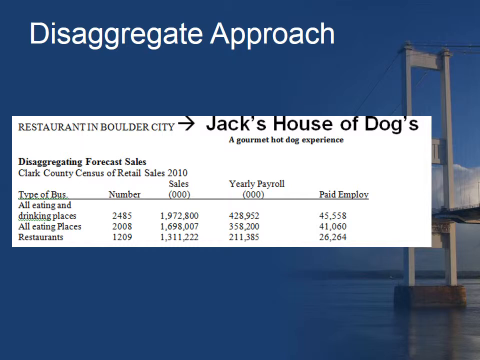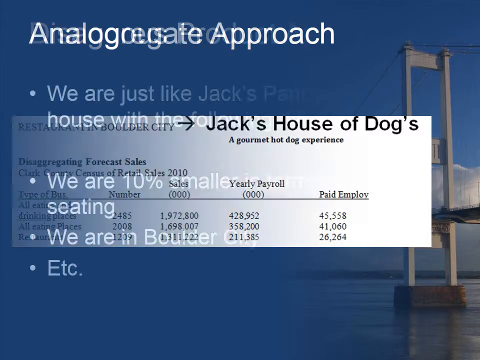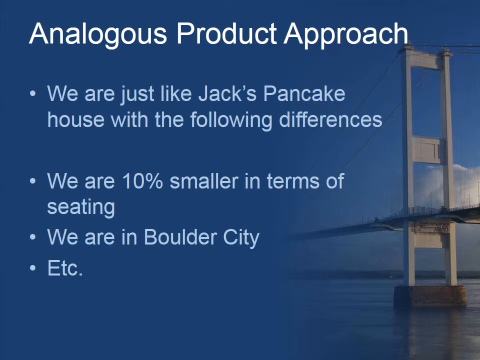Well, what I can do is take these estimates and, for instance, divide sales by the number of restaurants and get an estimate of what an average restaurant would look like, and then I need to add or subtract depending on if I think my restaurant is bigger or smaller than the average. Once again, this is a disaggregating method because I started with total sales of all restaurants for Clark County, and then I tried to break that down into what that would mean for sales of my individual level restaurant, Jack's House of Dogs.